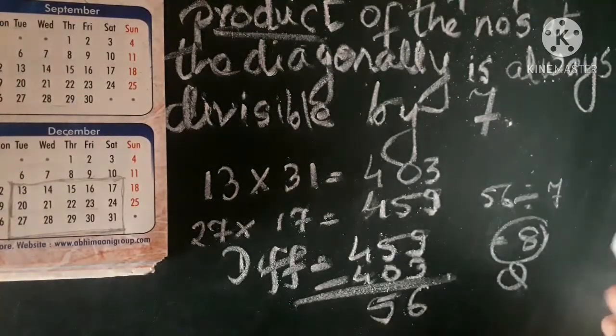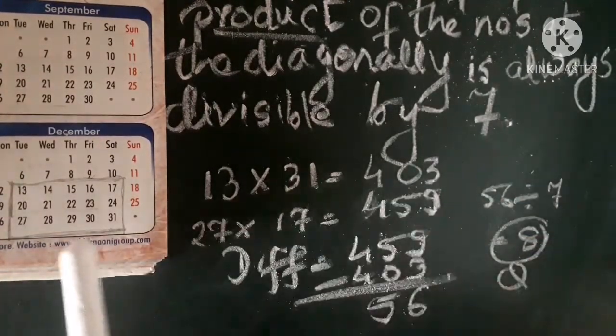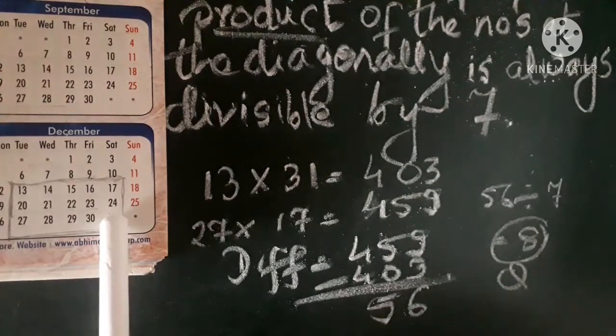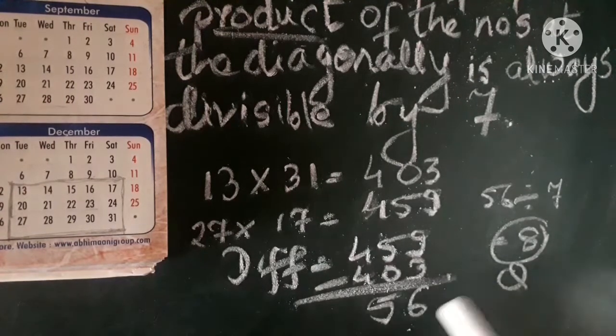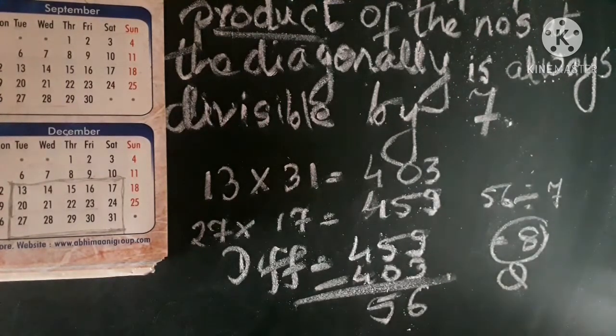Okay, so what you need to remember, that is when you find out the product of the numbers at the diagonals and subtract them, the difference is always divisible by 7.